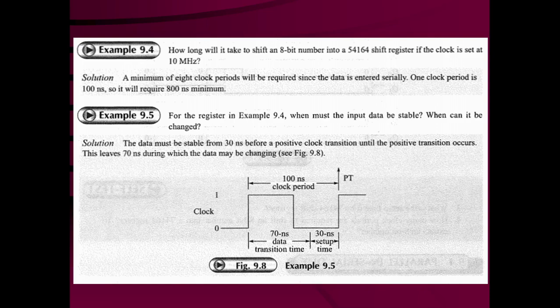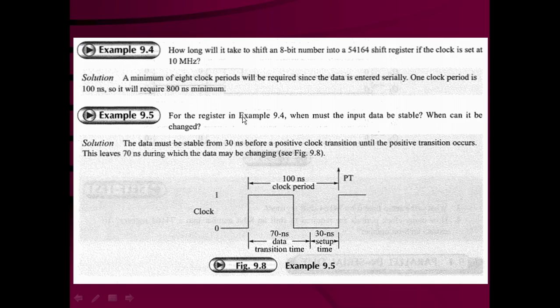So if 8 clock cycles are required, 8 clock cycle periods are going to be 800 nanoseconds. That means if you enter each bit on every clock pulse, then a minimum of 800 nanoseconds is required. So you can see that a minimum of 8 clock periods will be required since the data is entered serially. One clock period is 100 nanoseconds, so a minimum of 800 nanoseconds will be required.